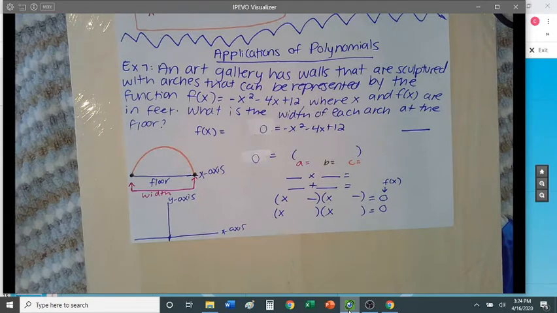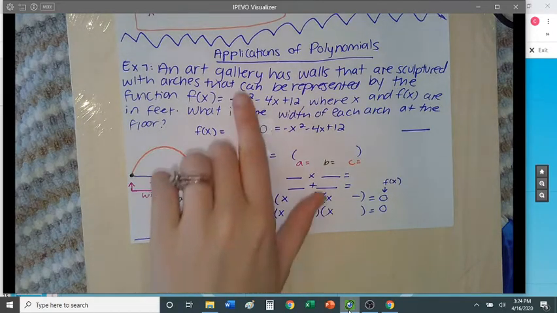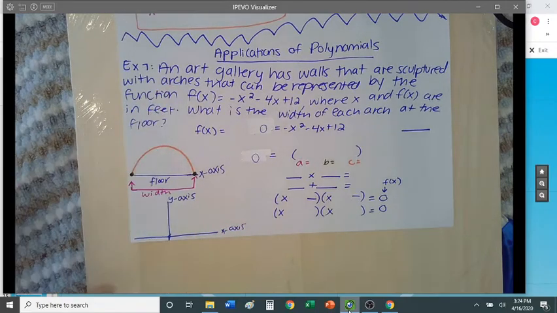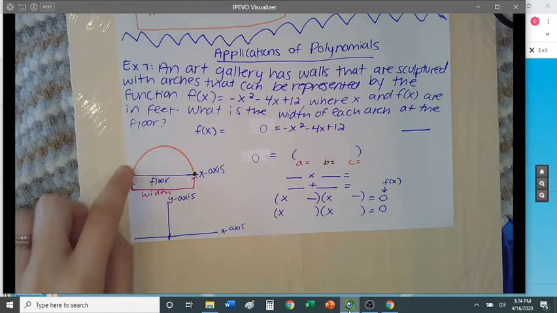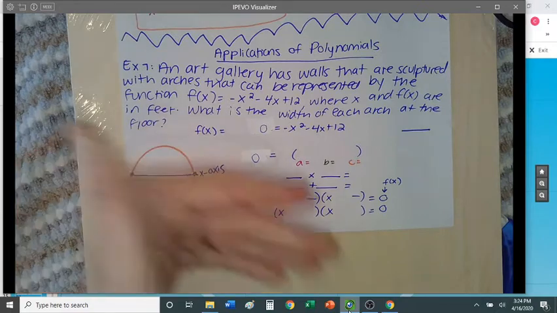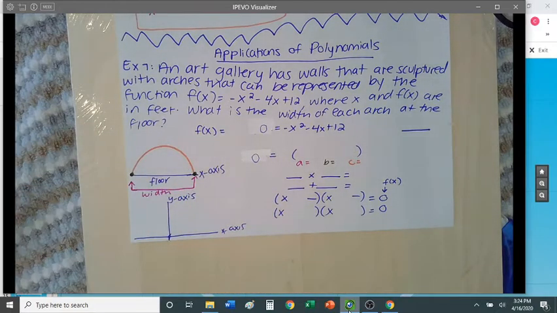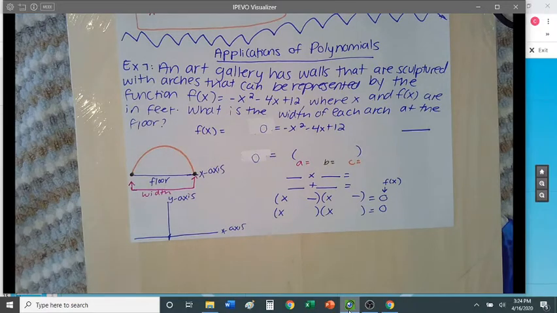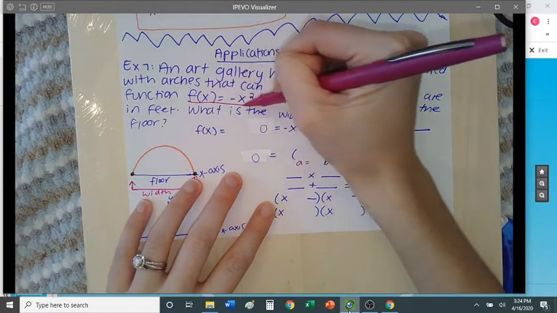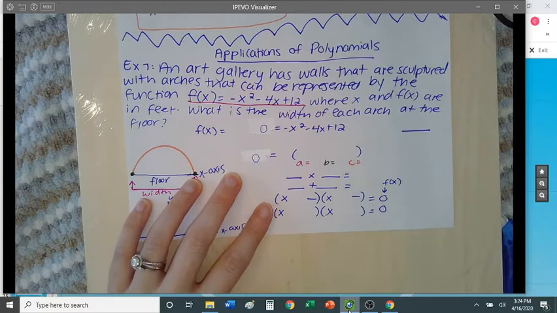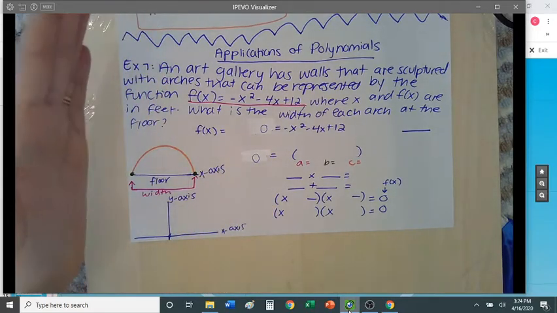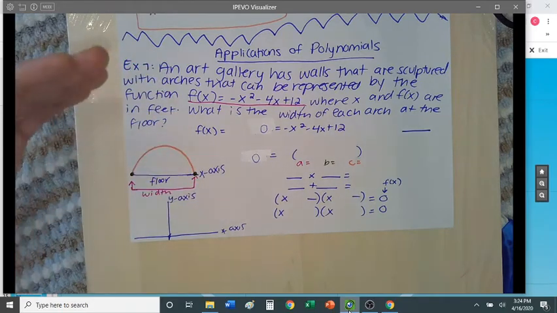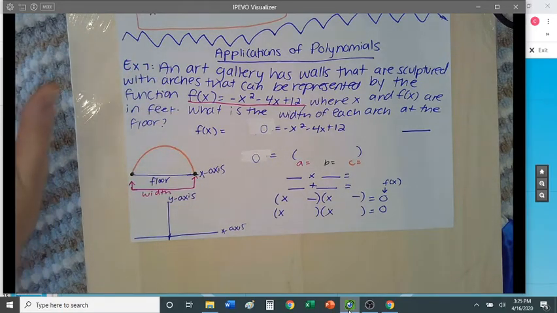But anyway, example 7: we have an art gallery that has walls that are sculpted with arches. So we have a fancy art gallery, and the walls are kind of like these arches right here. You walk through the archway. It can be represented by the function f of x equals negative x squared minus 4x plus 12. Now guys, in math word problems, usually if you see numbers or variables or equations, those are usually the most important parts of the word problem.